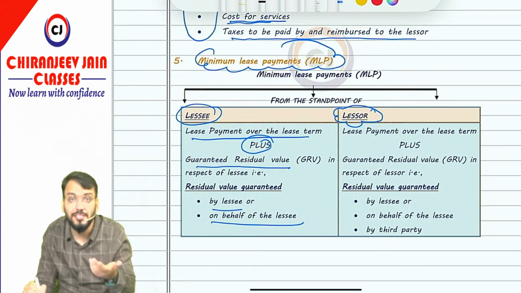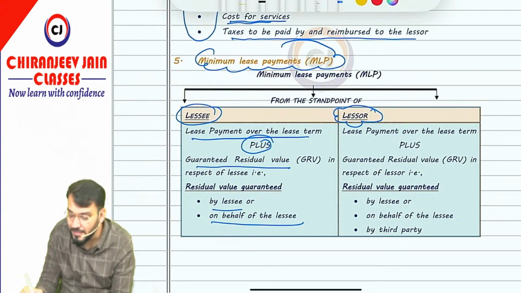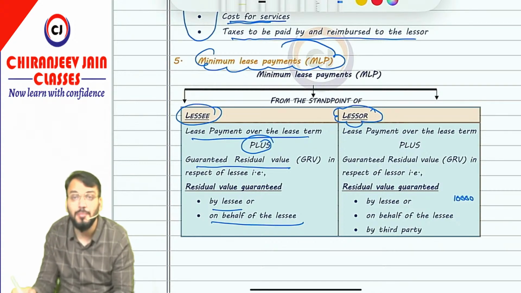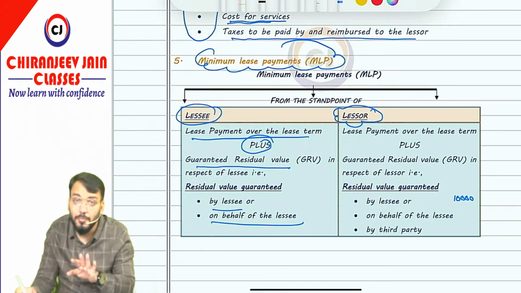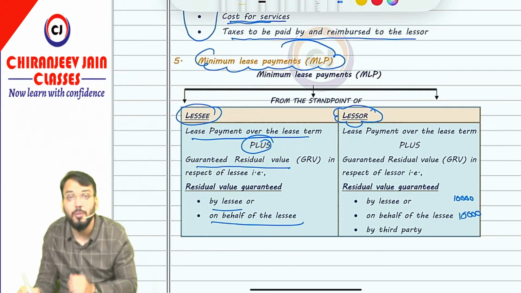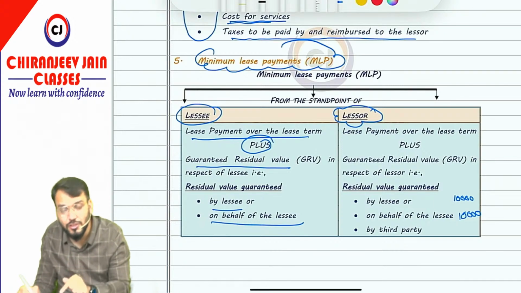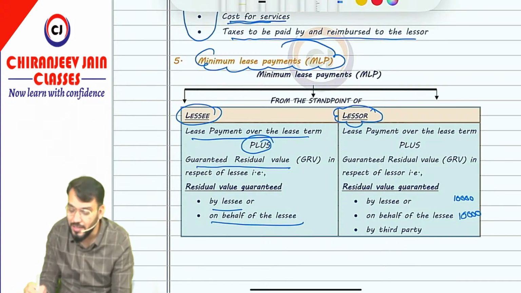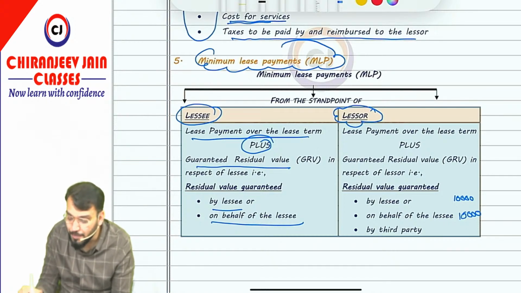It is quite possible the lessor may receive a guarantee from the lessee as well as from a third party. For example, they receive a guarantee of rupees 10,000 from the lessee that the lessee will purchase the asset at the end of the lease term by payment of rupees 10,000. But a similar guarantee is received from a third party, who can purchase the asset at the end of the lease term by payment of rupees 15,000. So from the lessor's point of view, what is beneficial? 15,000 is beneficial. So from their point of view, the guaranteed residual value will be 15,000, not 10,000, correct? So the residual value guaranteed by lessee or on behalf of lessee or by any third party, whichever is higher.